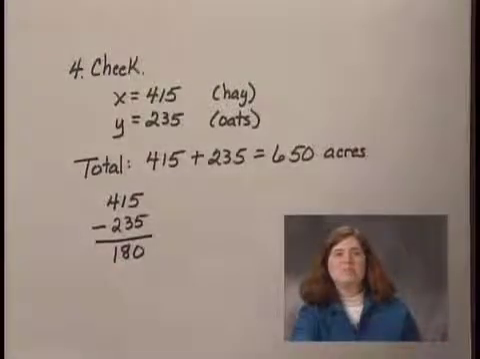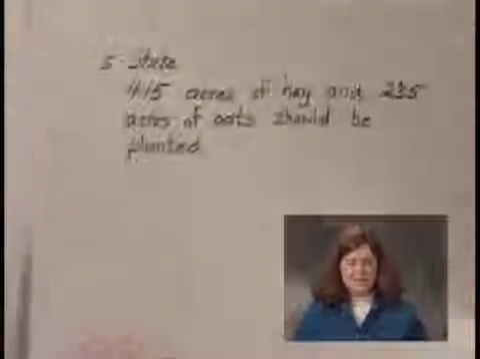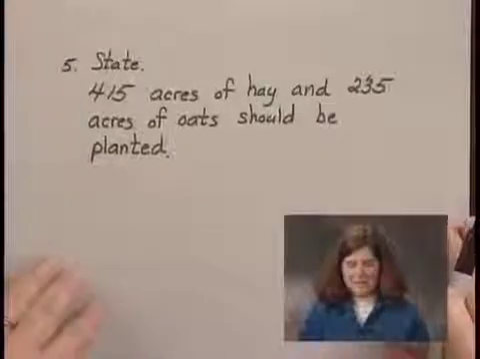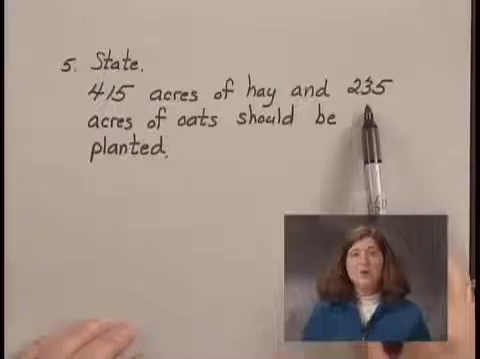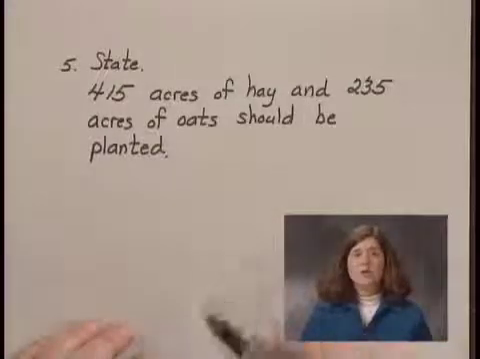Since these numbers meet all the conditions of our problem, we can state then, using a complete sentence, that 415 acres of hay and 235 acres of oats should be planted.